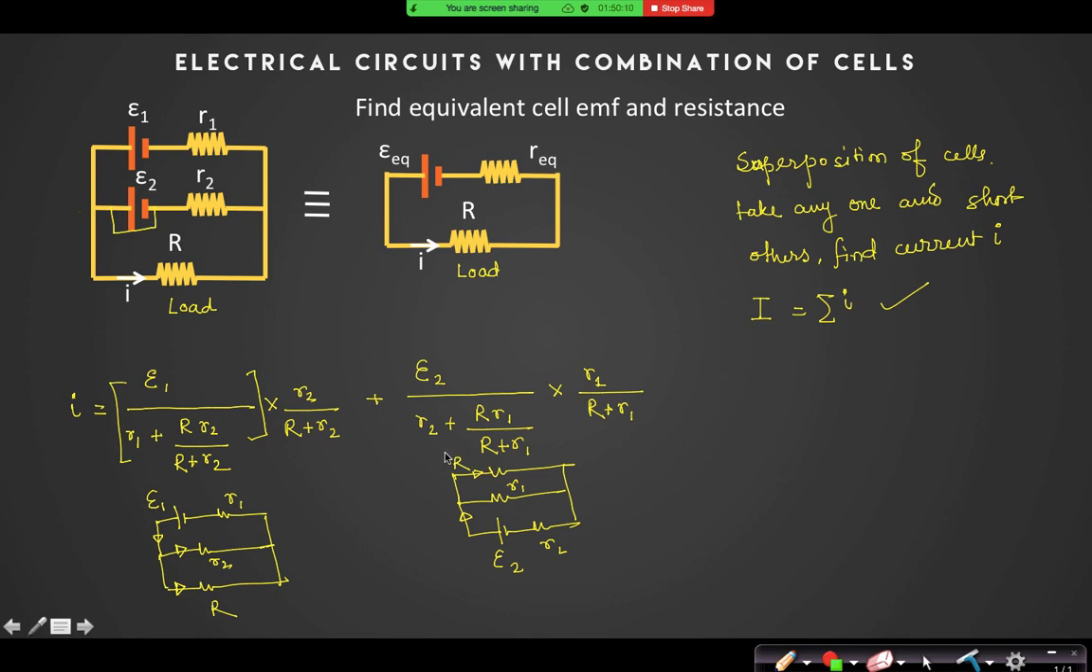So for E1 and E2, should we consider them separately? Yes. Separately consider করতে হবে, but other cells should be shorted.